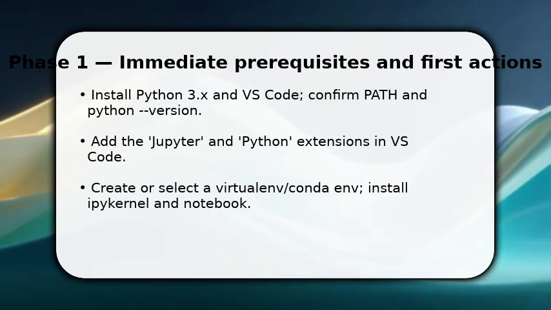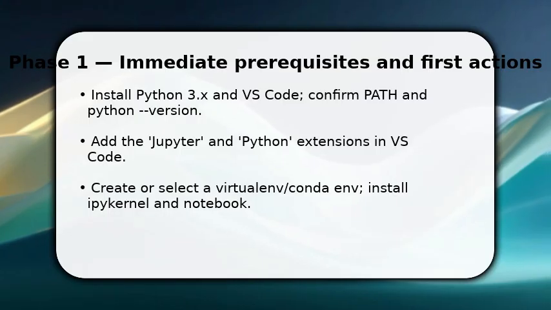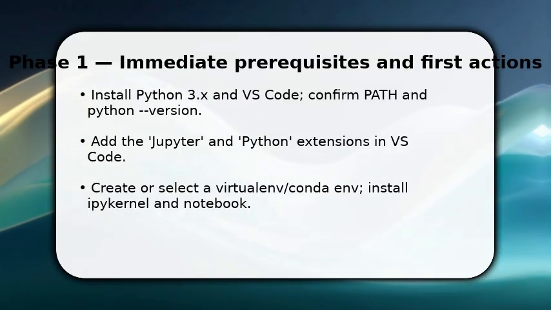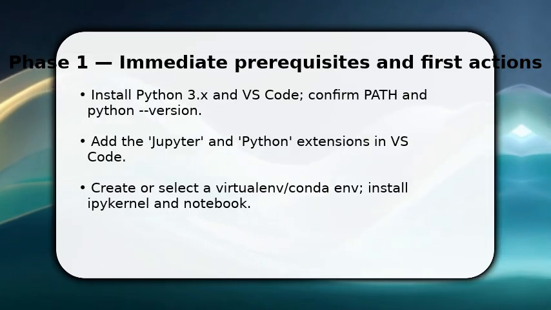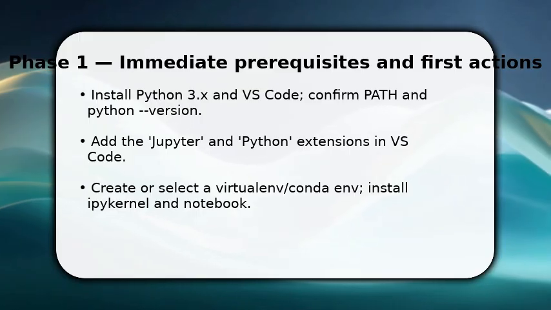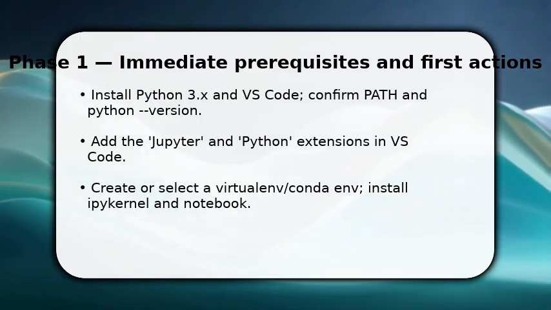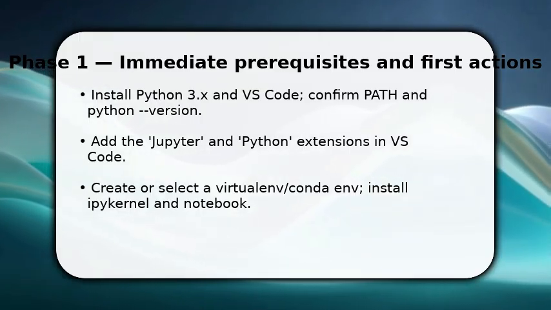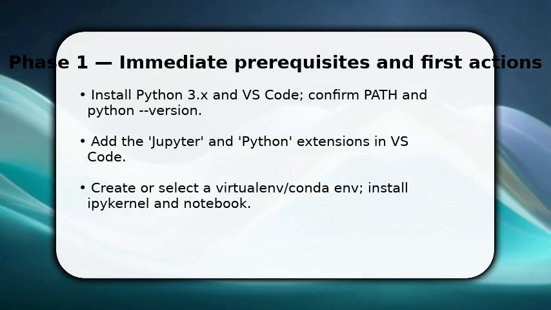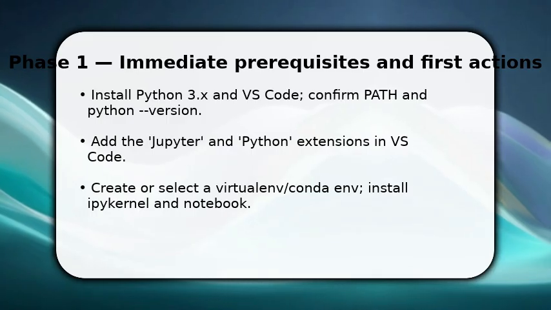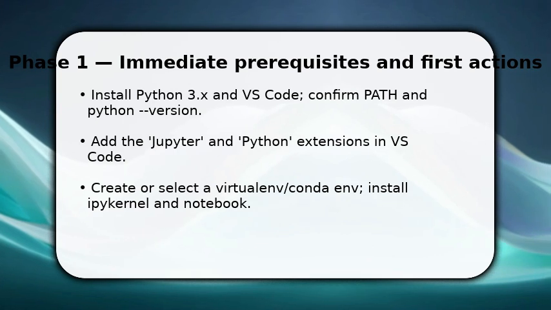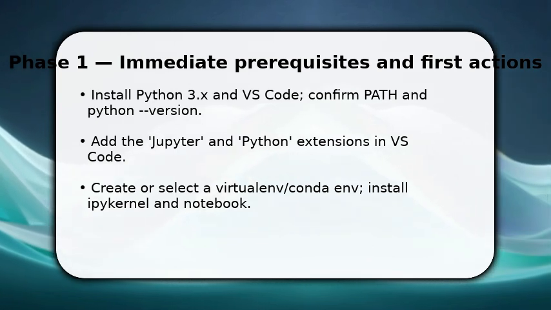You'll begin by ensuring the essentials are in place: Python 3, Jupyter, VS Code, and the Jupyter plus Python extensions. Once installed, create or select a virtualenv or conda environment and install ipykernel so the kernel appears in VS Code. Open an .ipynb file or use the command palette to create a new notebook. Make sure you pick the right kernel from the top right selector. This first step gets you from 0 to a running notebook inside VS Code quickly and reliably.